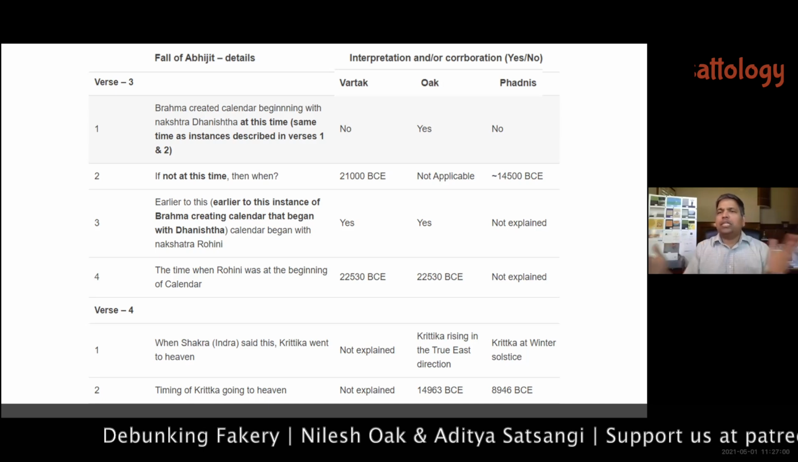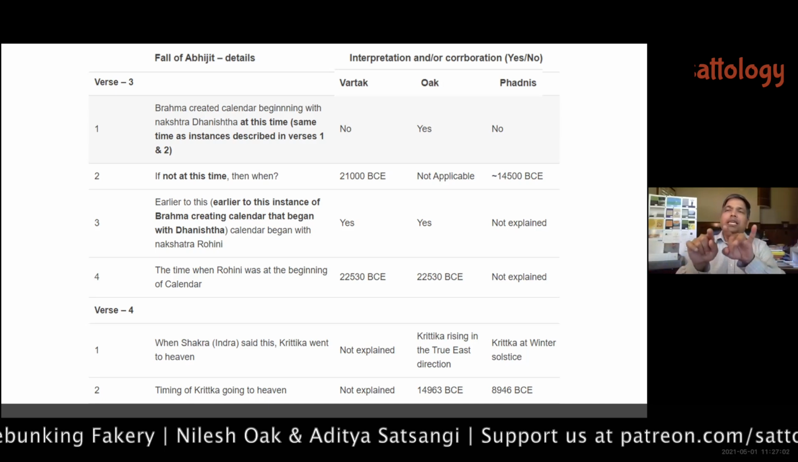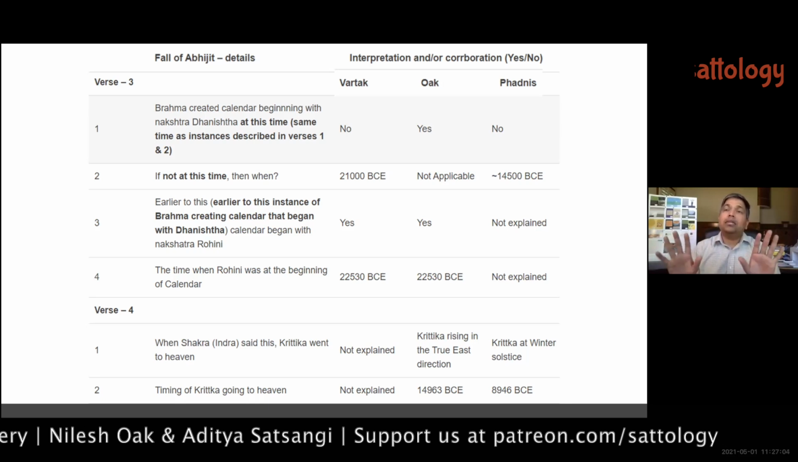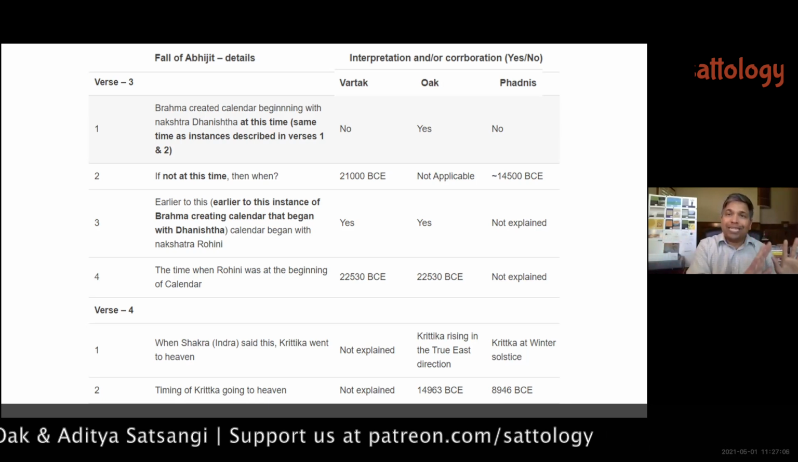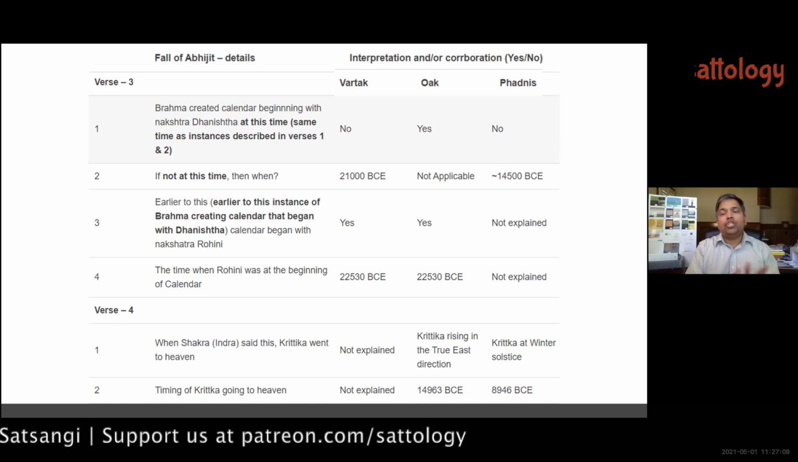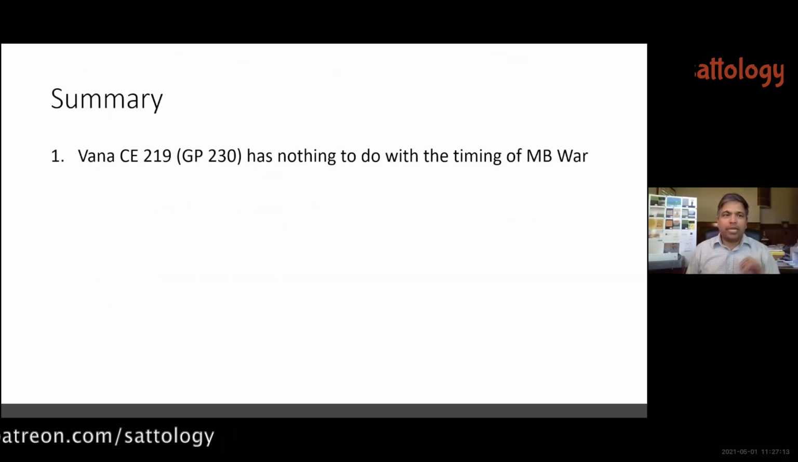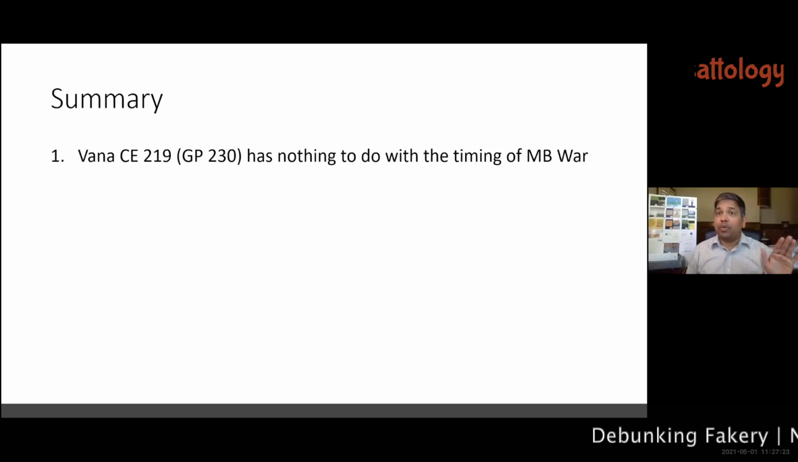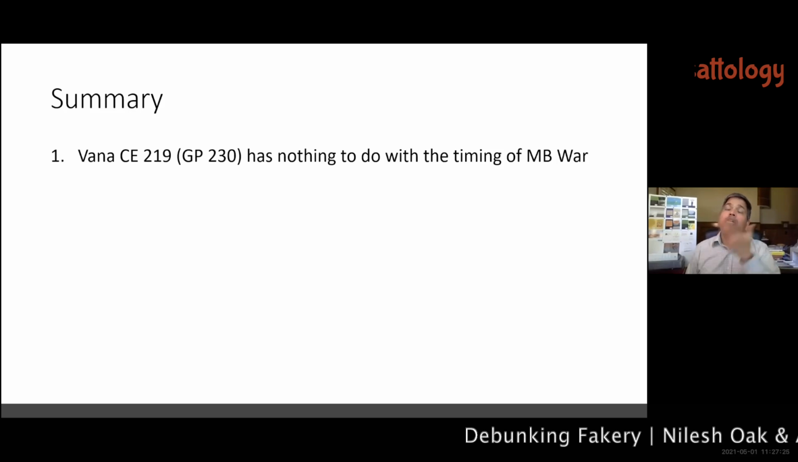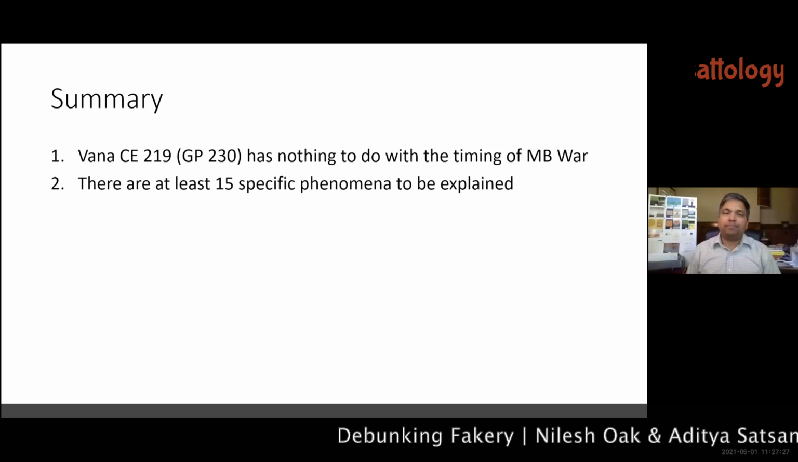Think of 14,500. And only the Oak proposal can show that. Objectively, you can test each of these claims and show that to be true for this particular reference. Quick summary: this Vana Parva reference has nothing to do with the timing of the Mahabharata war. We cannot say this enough, because that's what people are doing. They're using this to justify their claim of the Mahabharata war.